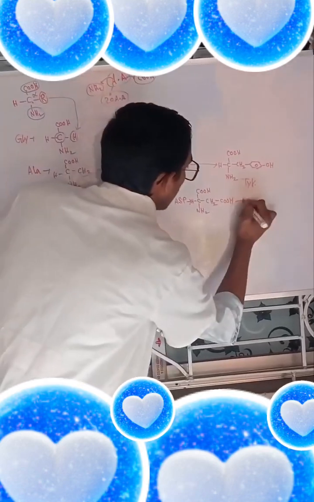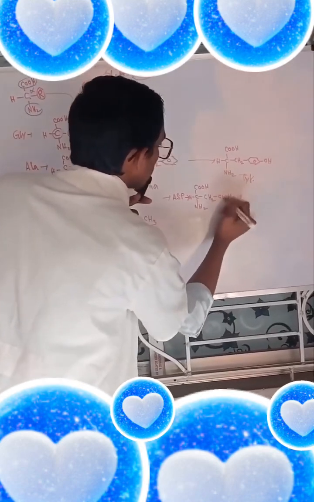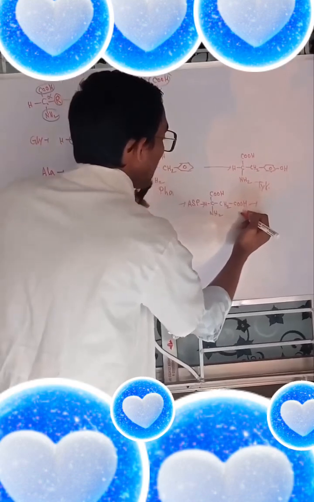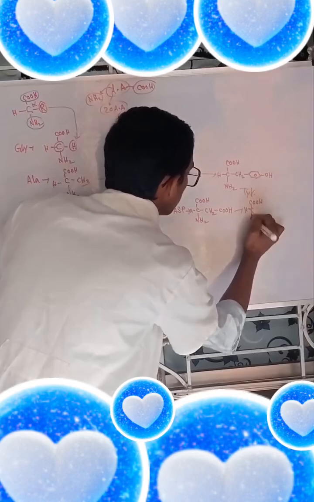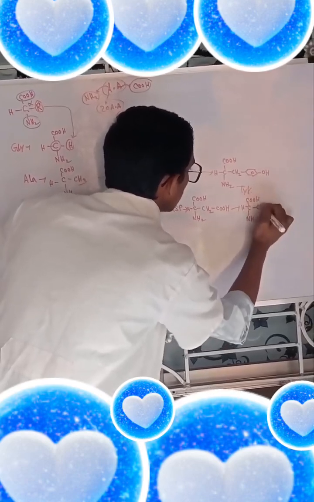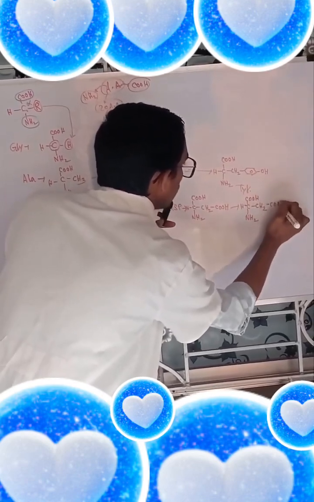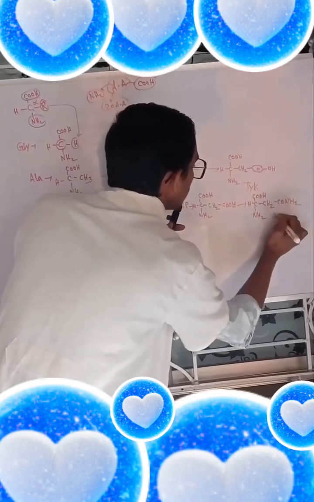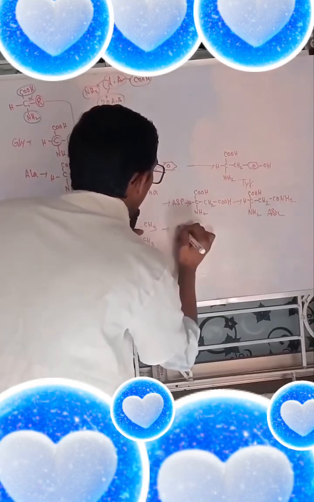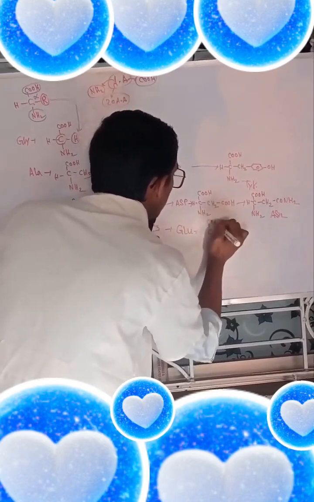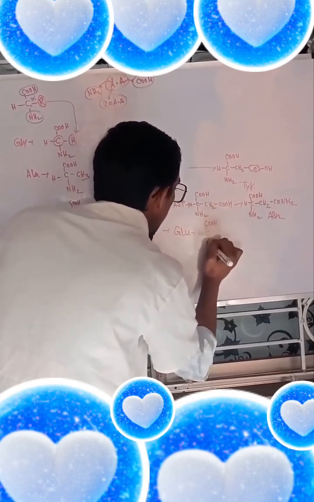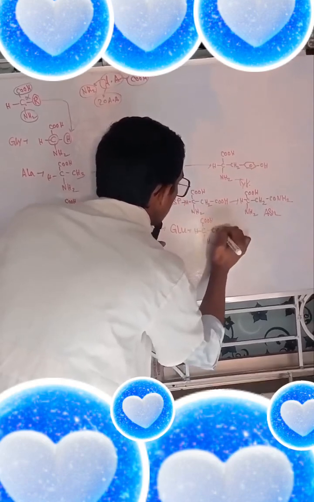Now if you replace this carboxyl group with an amide group, we get asparagine. You can see COOH, H, NH2, CH2 and CONH2. This is asparagine. Now another acidic amino acid is glutamic acid. You can see COOH, H, and NH2.